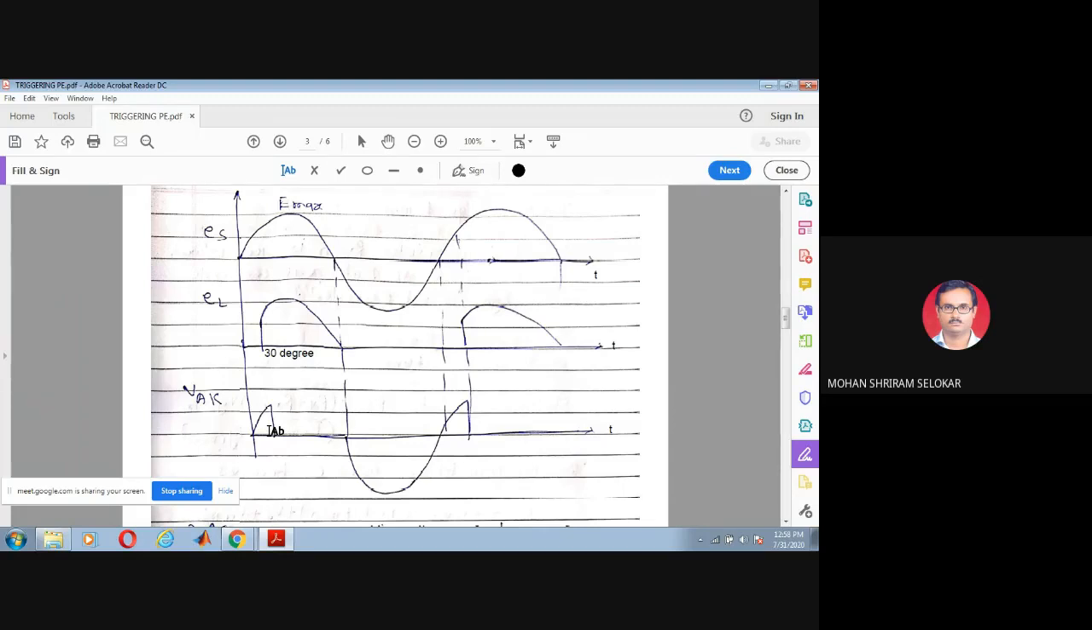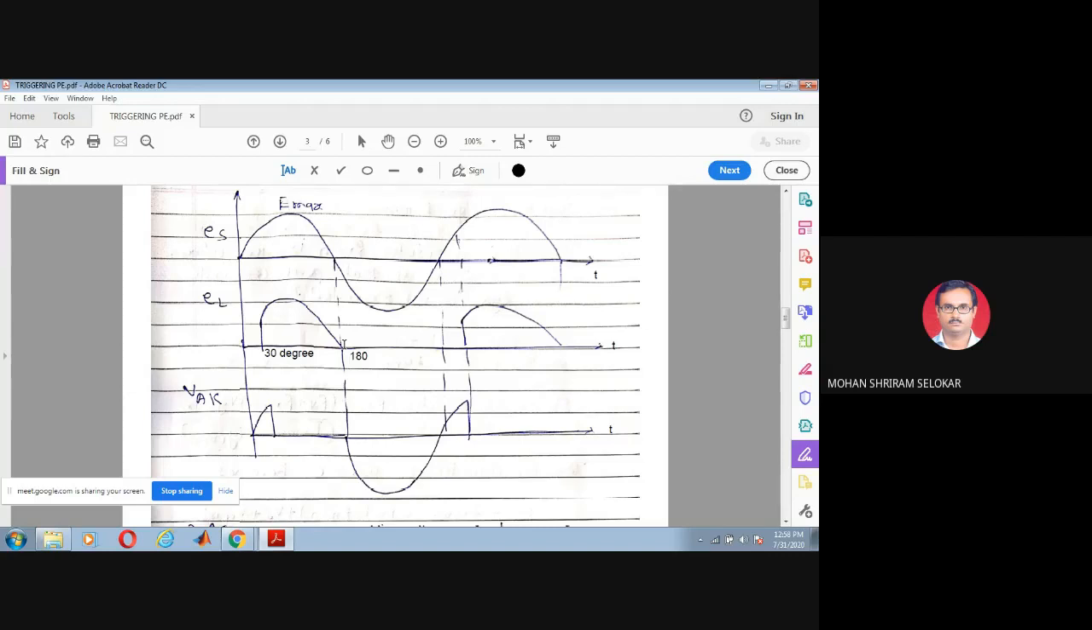Now you know when SCR goes on, it is a closed switch, it will be short circuited, and across a short circuit the voltage will be zero. So from 30 degree onwards to 180 degree, EL will be ES. At this time, what happens? Because the forward current flowing through the SCR is reducing, no? After 90 degree, it is reducing. You can see at the point of 180 degree, the current flowing through the SCR becomes less than or equal to the holding current value.